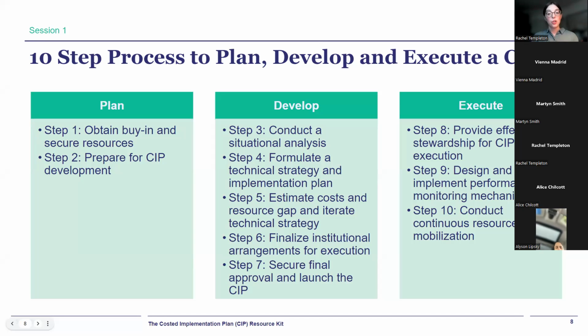And this involves ensuring effective stewardship, designing and implementing performance monitoring mechanisms, and throughout the process, conducting continuous resource mobilization to ensure that there are resources to implement these activities and these strategies that have been outlined in the CIP. And we'll get more into the details of this process throughout the webinar, but this is just a brief introduction to these 10 steps.